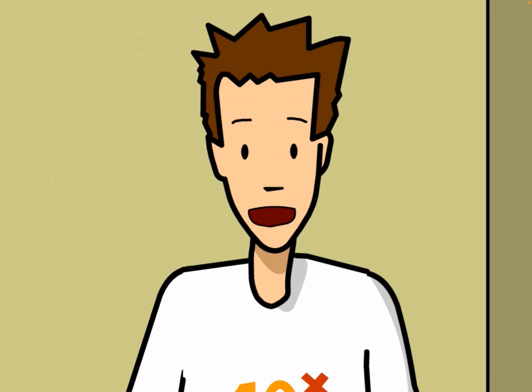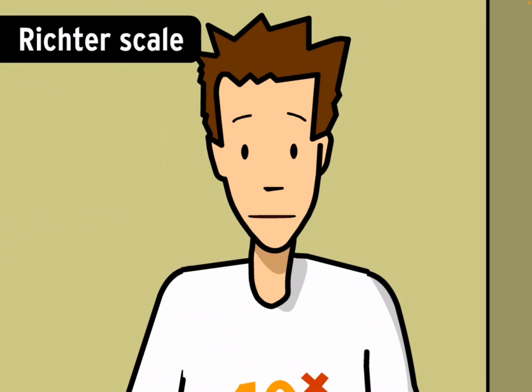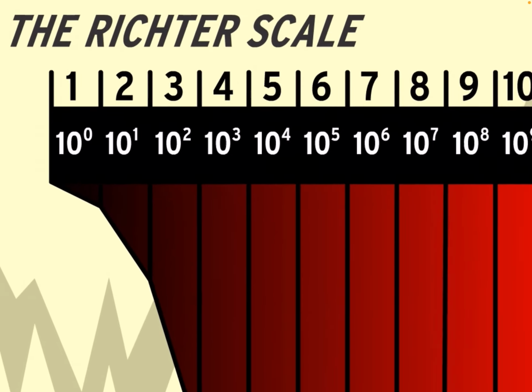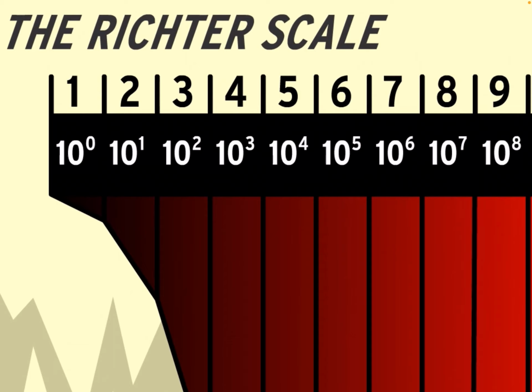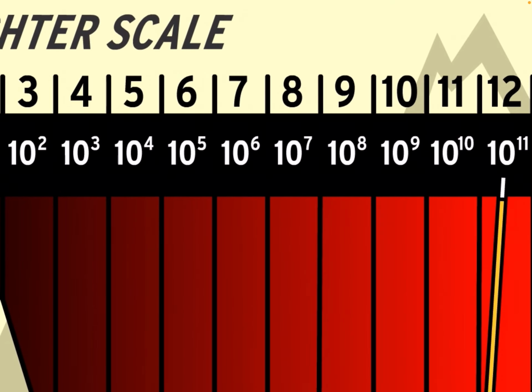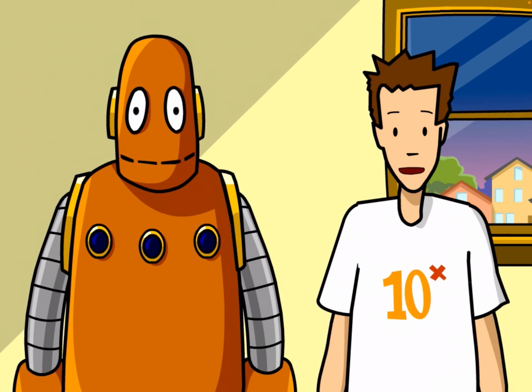The intensity of an earthquake is measured on something called the Richter scale. These numbers represent earthquake intensities in powers of 10. It's a little confusing, so pay attention. Remember that any number to the power of 0 equals 1, right? So, on the Richter scale, 10 to the power of 0 has an intensity of 1. 10 to the power of 1 has an intensity of 2, and so on. That's why the Richter scale number is always 1 less than the exponent.